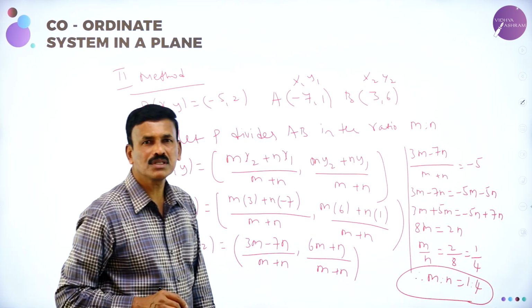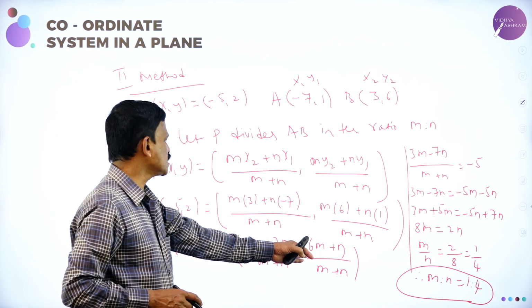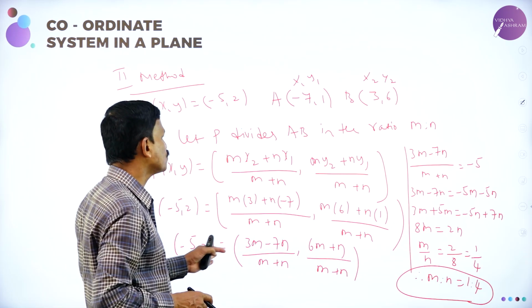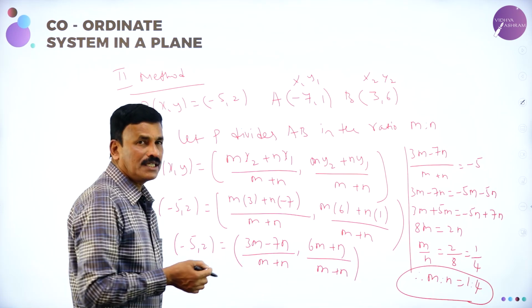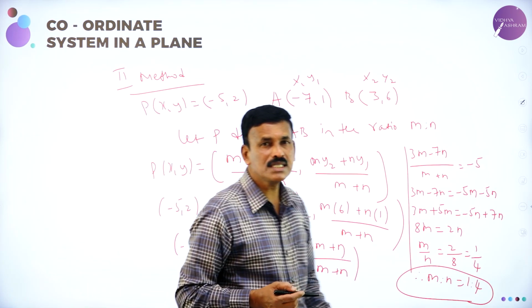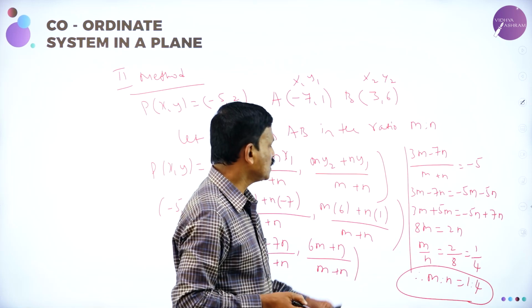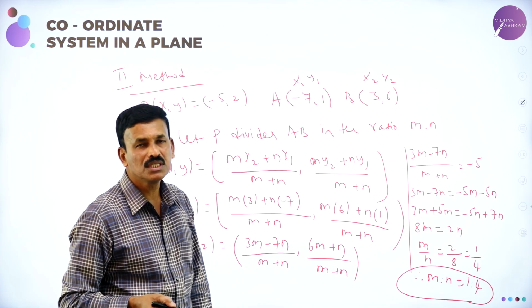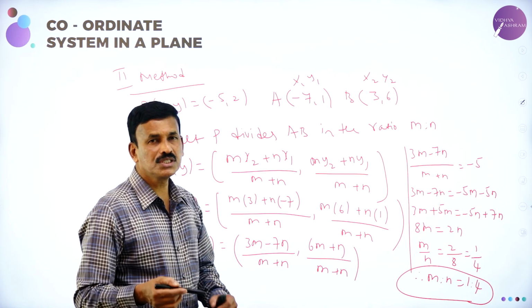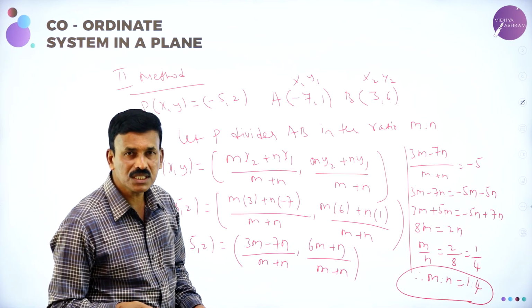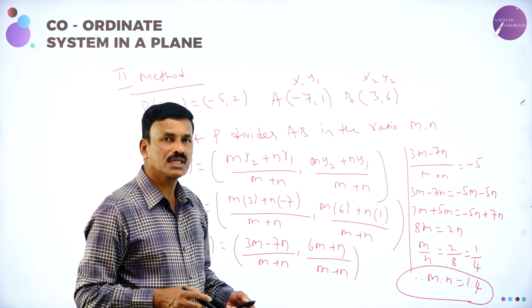This is the other method: you can equate (6m + n)/(m + n) = 2 and you will get the same answer. So the given point divides internally in the ratio m is to n is 1 is to 4. That is it. This is how we solve using both cases. Now, move on to the next problem.